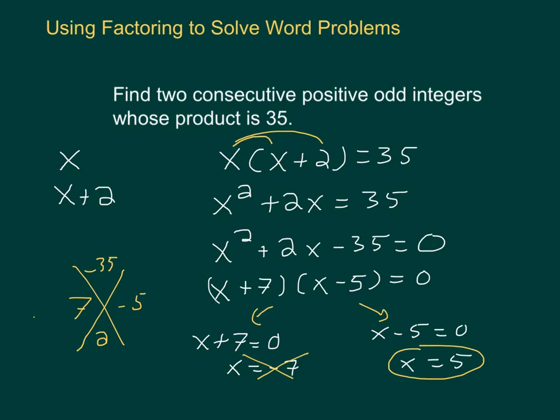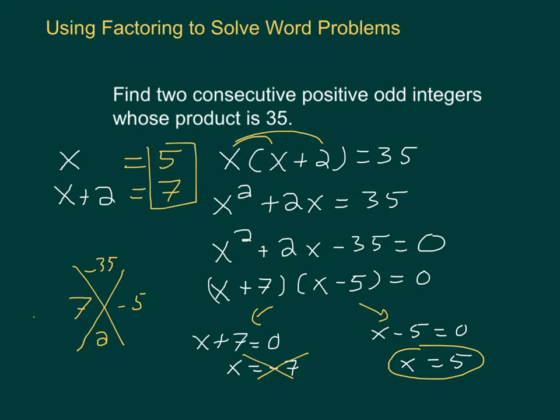So now if I go back up to my original variables, my x would be 5, my x plus 2 therefore would be 7. And I'm pretty sure that I can check this now and find out that 5 and 7, they are consecutive positive odd integers, and they have a product of 35, 5 times 7.